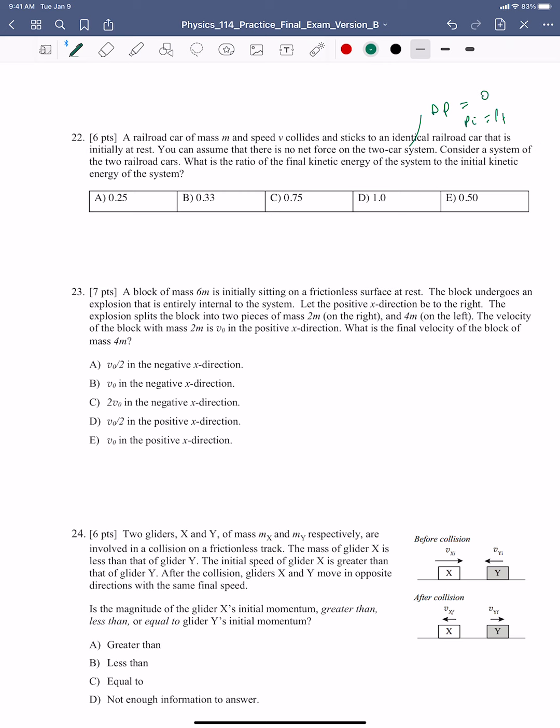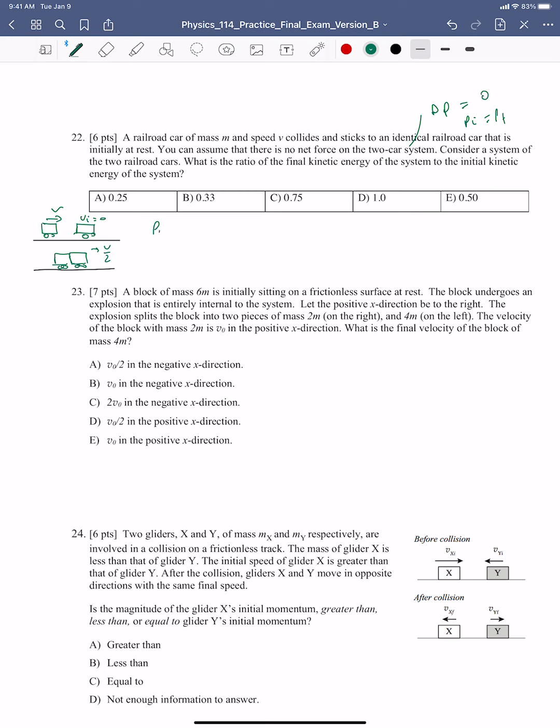Okay, so looking at the changes in kinetic energy, maybe I'll just draw a quick sketch here. You have a railroad car and a second identical railroad car, where the initial one is moving with a speed v, the other one is at rest, and afterwards they stick together, moving with some common speed, and it'll be actually half of the initial speed, but I'll show you how to get that.